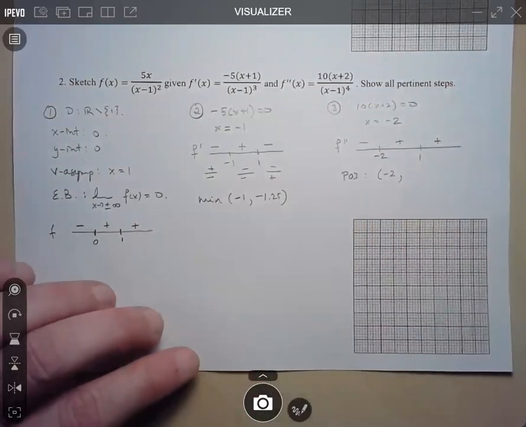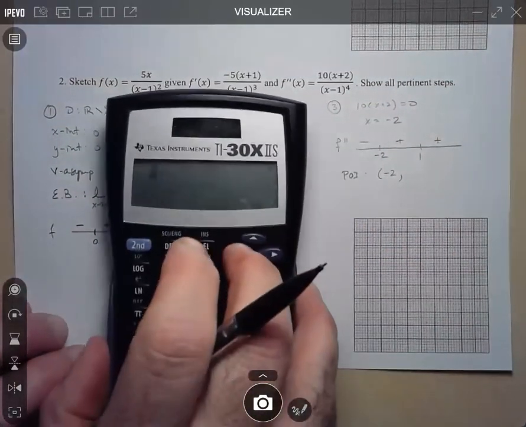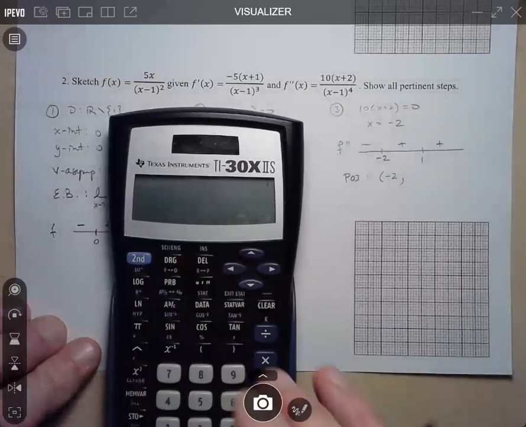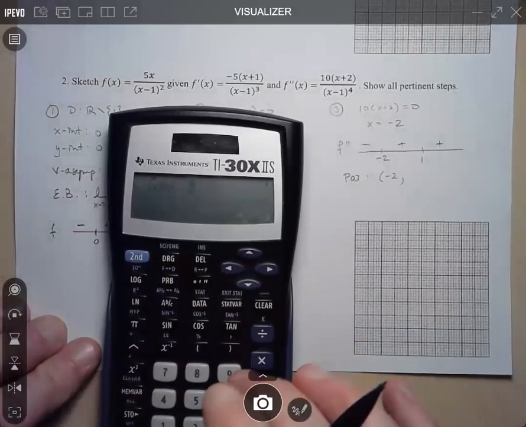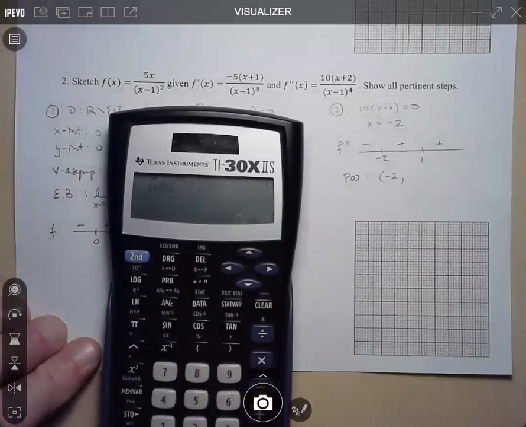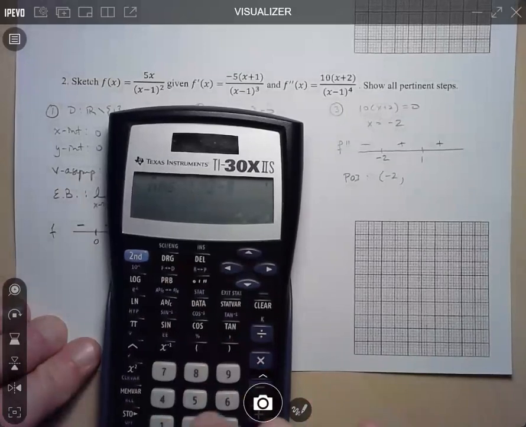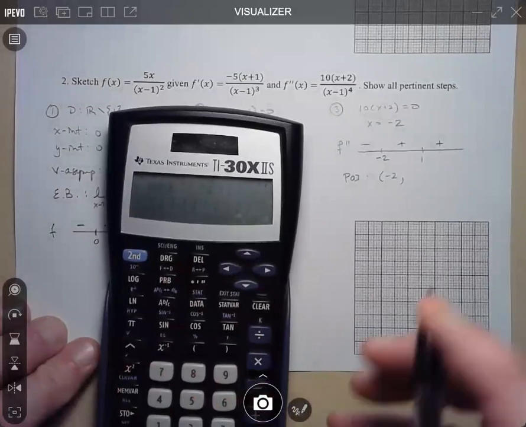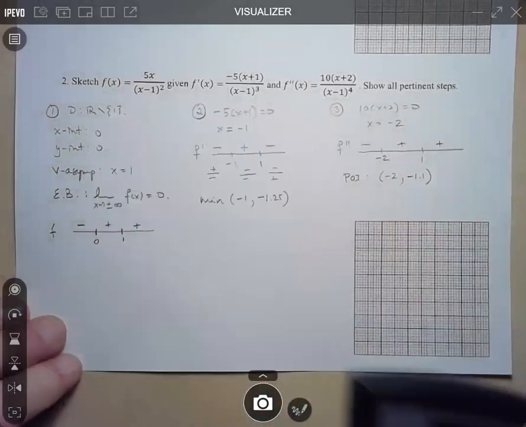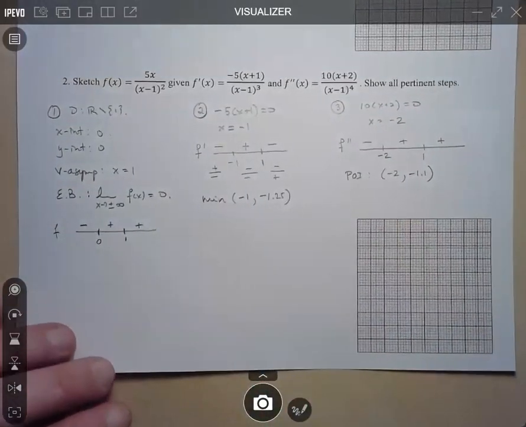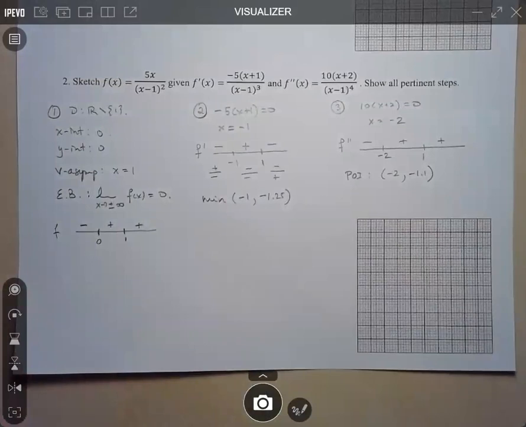Okay, and let's stick that into my equation here. So we have 5 times -2 divided by -2 minus 1 all squared. So negative around 1.1. Okay. And so now we have all the information that we need.